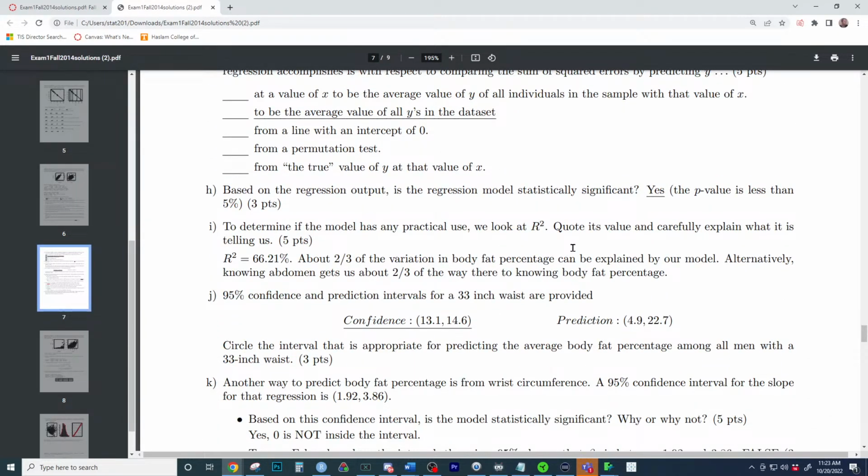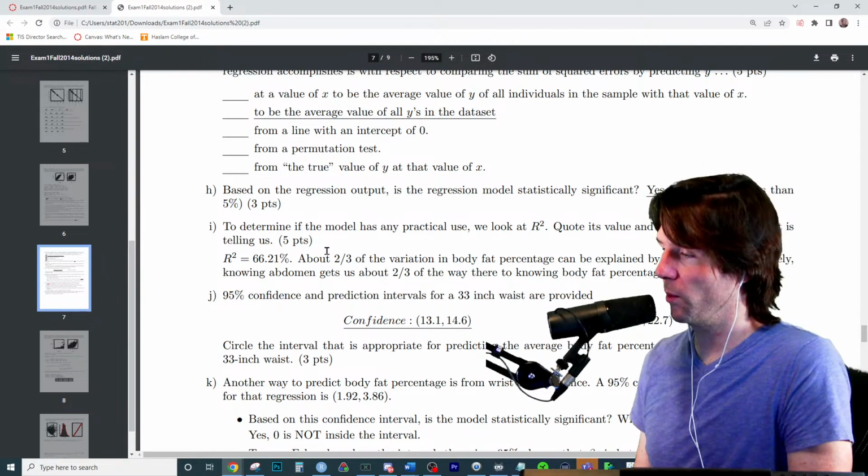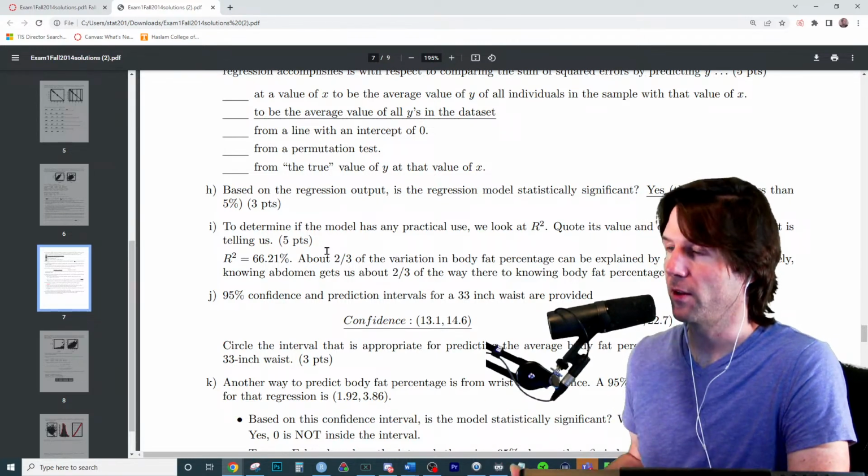To determine if the model has any practical significance, we look at R squared, code its value, and explain briefly what it tells us. 66.21% of the variation in someone's body fat measurement is explained by the variation in their abdomen. So when you think about if this is important, we don't check the p-value given at the bottom. That it's the same one? They are. That is correct.